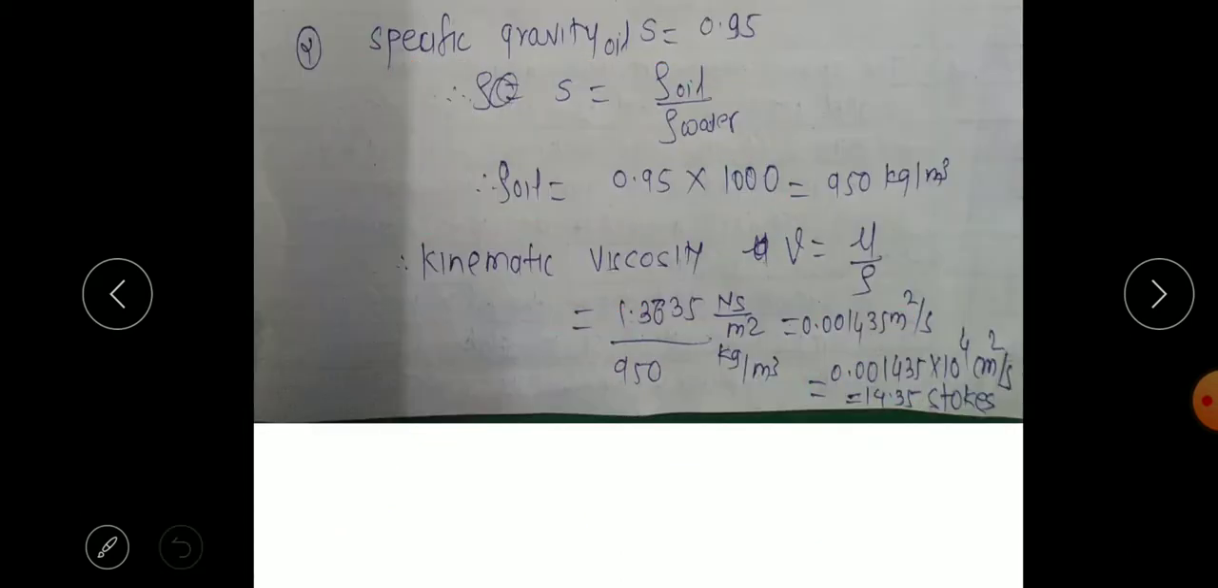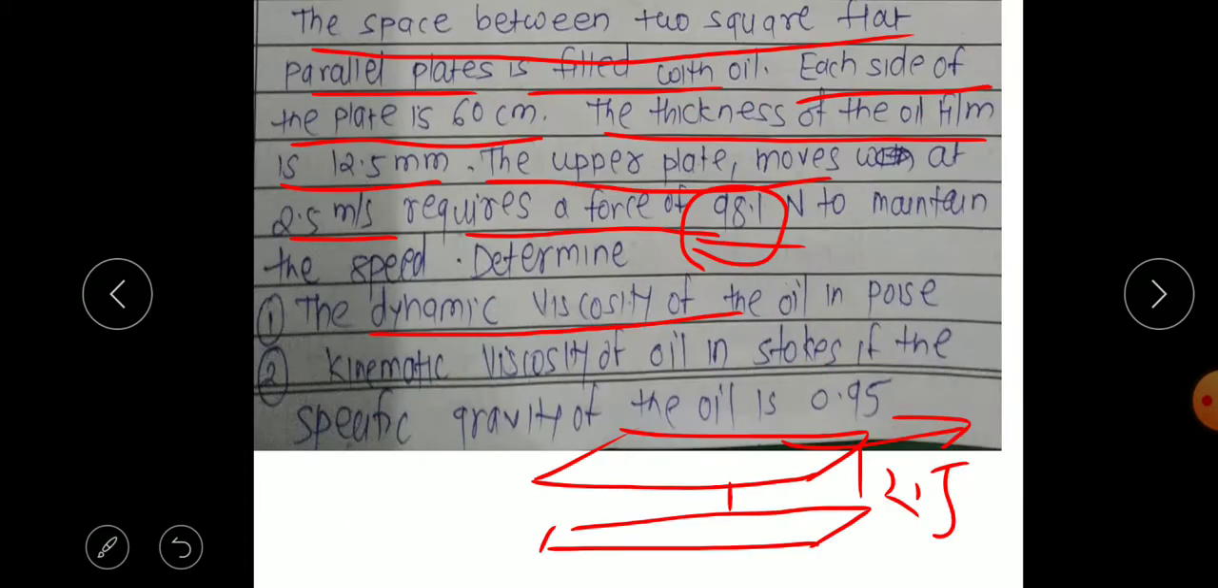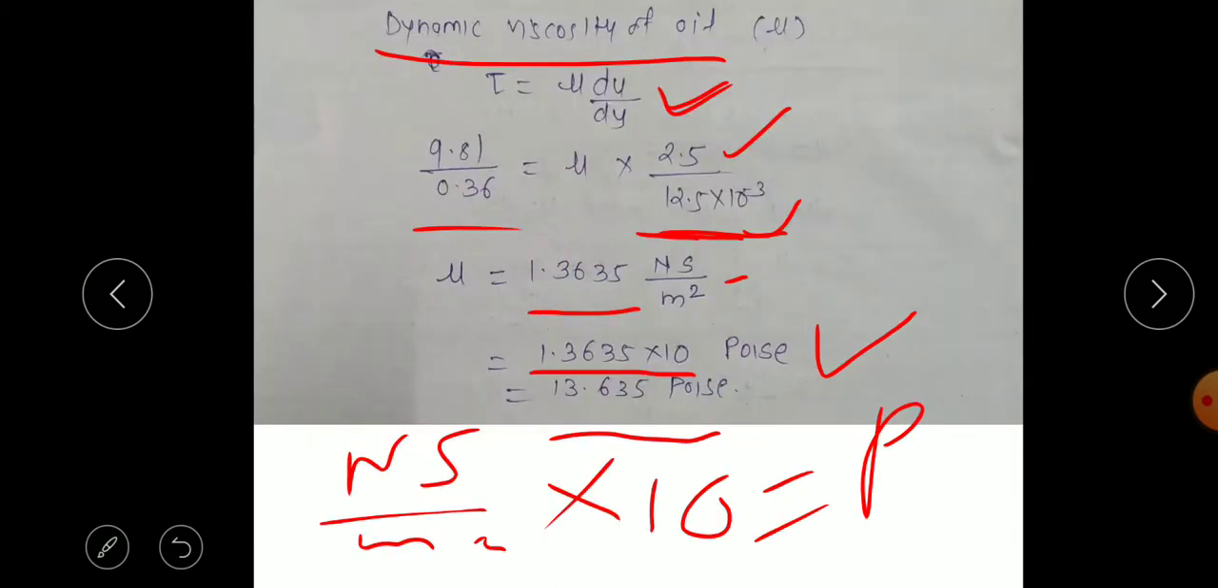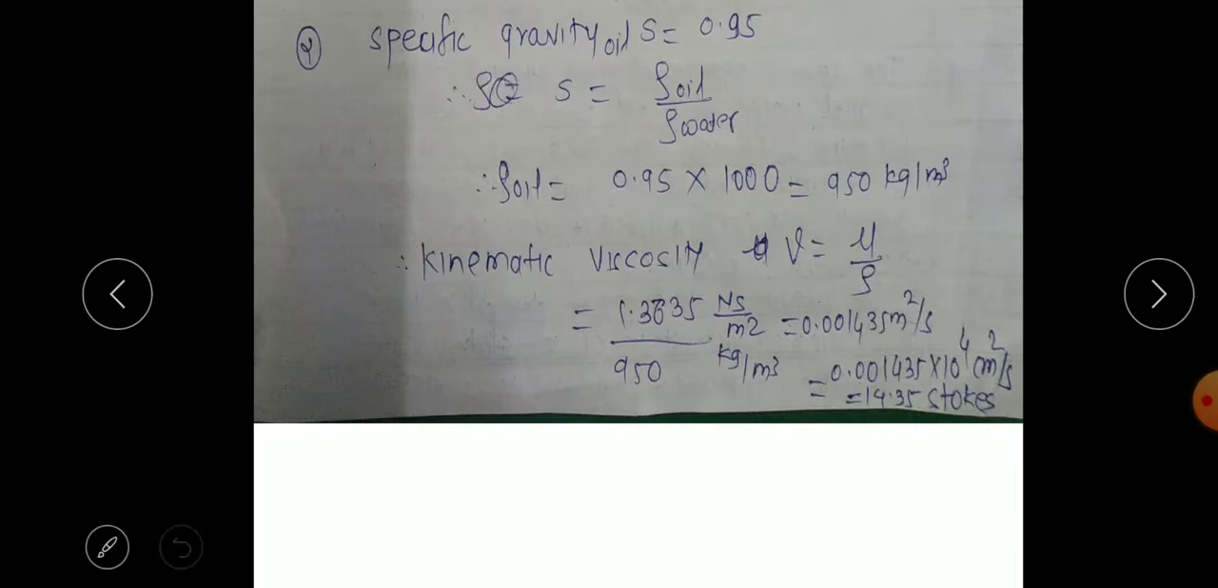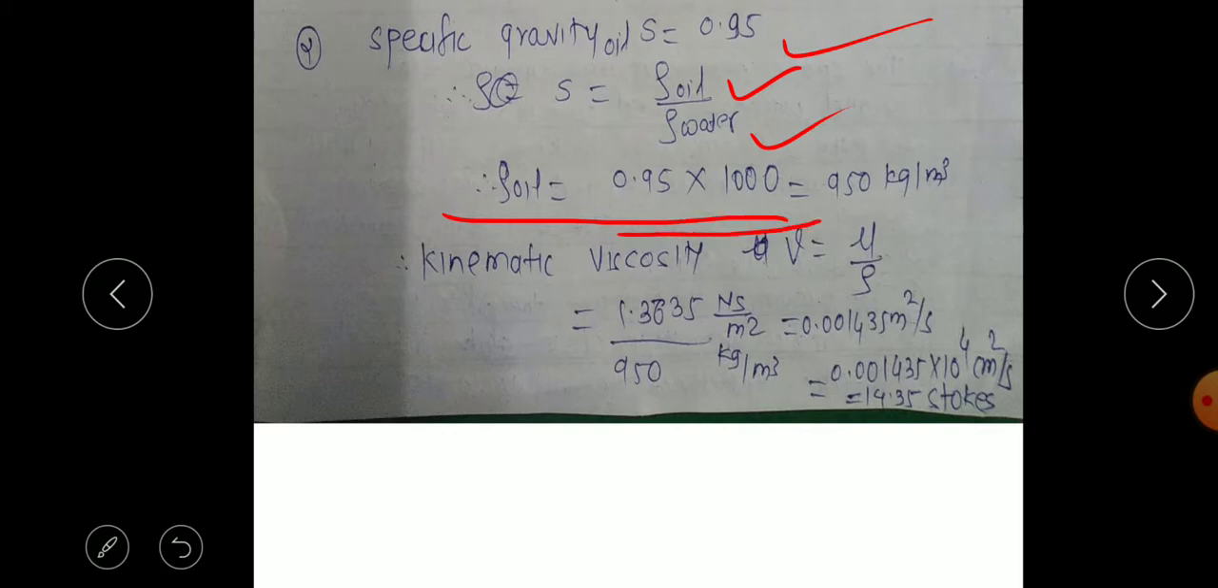Next we have to find out the specific gravity of the oil. For that we require the density. In the next numerical we have to find out the kinematic viscosity of the oil, if the specific gravity is given as 0.95. We know specific gravity is density of that fluid over density of water. So density of the oil is 0.95 into density of water, 1000. So we get 950 kg per meter cube.